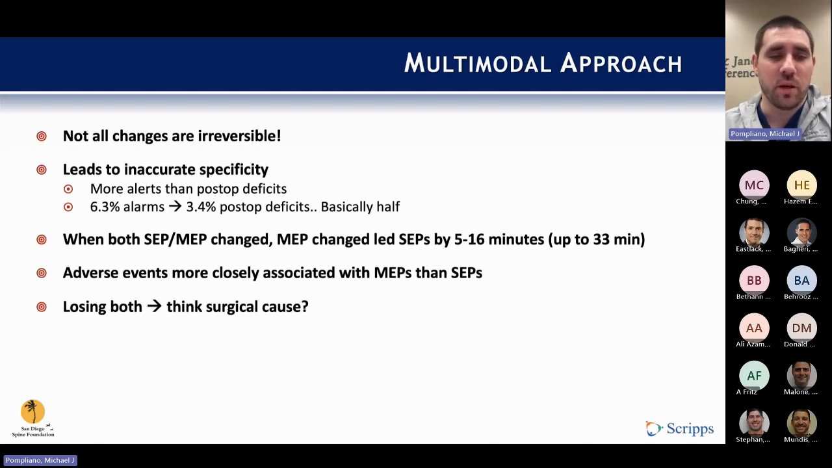And then when both SSEPs and MEPs changed, the MEP change led the SSEPs by 5 to 16 minutes, up to 33 minutes. And then adverse events being more closely associated with MEPs than SSEPs, which are a little more sensitive to different factors. And losing both, I think most people would think either a technical cause or a surgical cause, so less likely physiologic. But if you lose both immediately, a big change, especially in a smaller focal area, kind of think surgical cause.